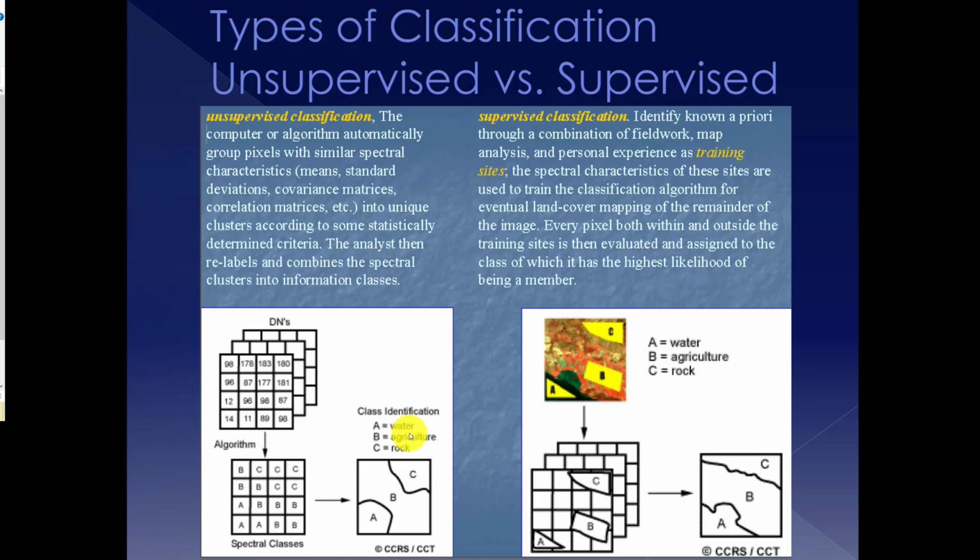As an analyst, we can then go in and say, well, A is water, B is agriculture, and C is rock. So you are going to combine not only what the computer tells you, but you will be doing visual inspection as well. The computer's just going to put things into groupings based on spectral similarity. You as an analyst will need to go in and define what that is. And so you can use Google Images, and you can use the actual band images. You can see features in that. And we know it's very easy to tell the difference between water and agriculture and rock.